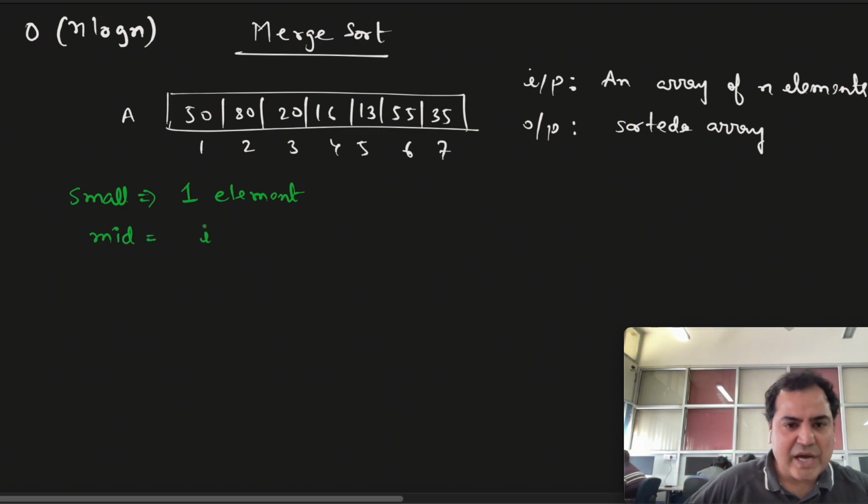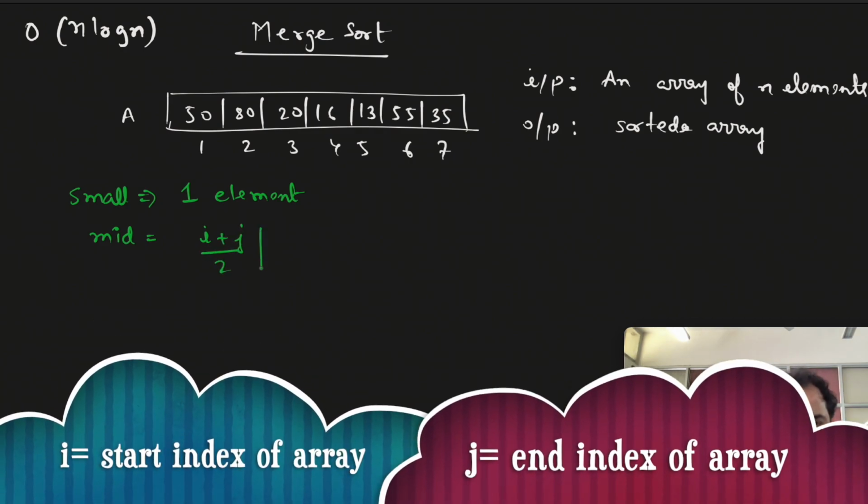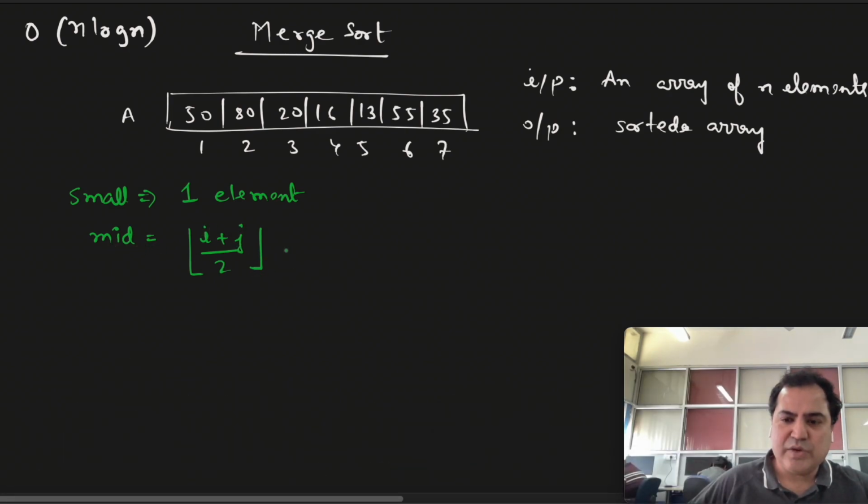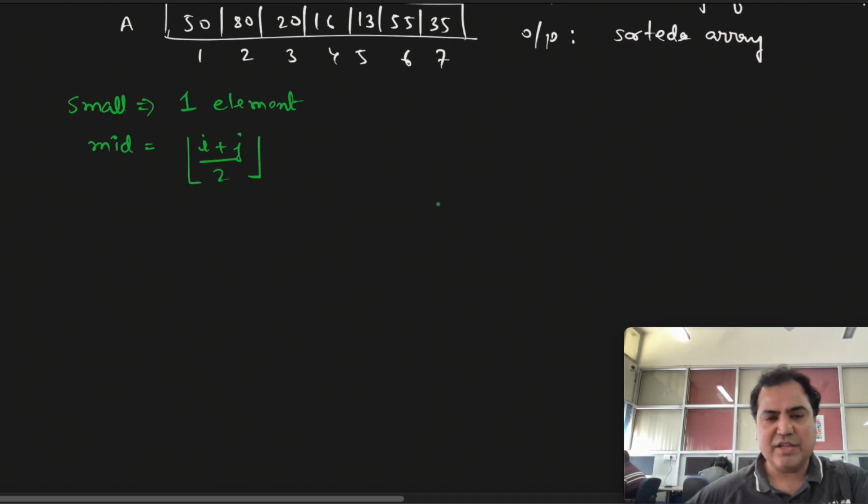I will define a keyword here, mid. Mid will be (i plus j) divided by 2. In programming, if I take an integer, that will take the floor value; in mathematics we write it as floor. So here i is 1 and j is 7, so (1 plus 7) divided by 2, and in this case mid will come as 4. So what are we trying to do? I will dry run the algorithm first.